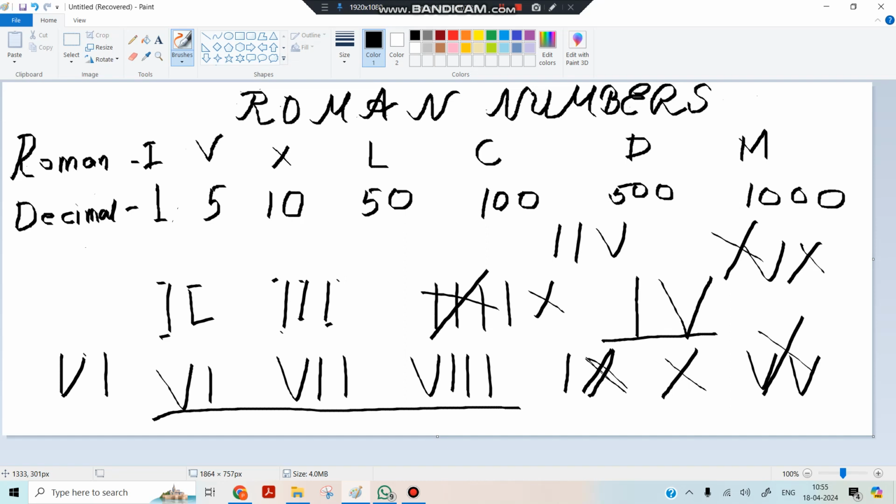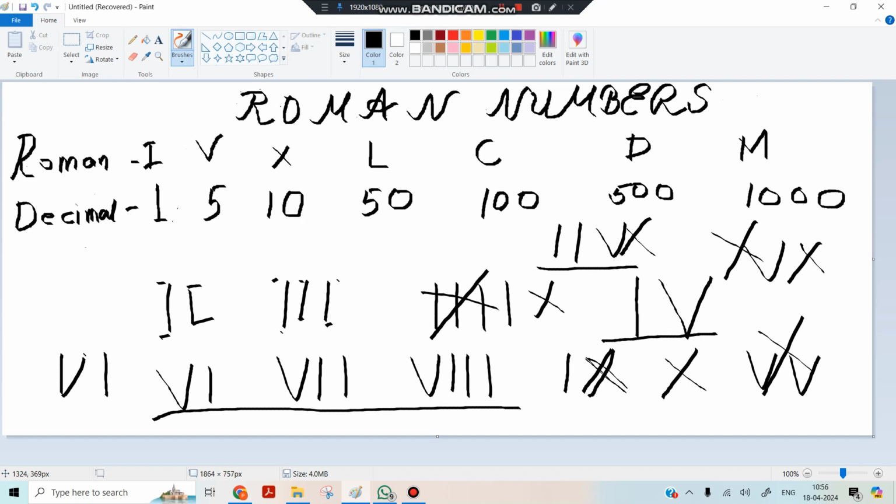Can 1 be subtracted from 5 twice? Can we do that? No, we cannot do this. We cannot subtract 1 twice because not only 1, we cannot subtract any other number 2 times from the bigger number.